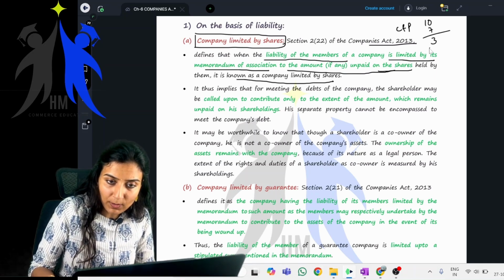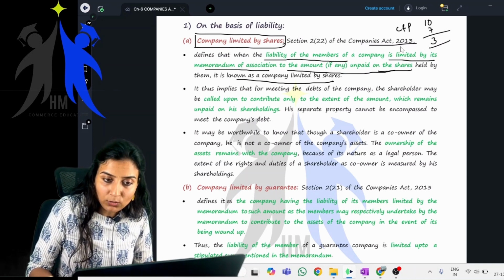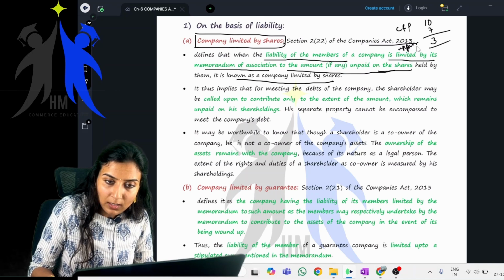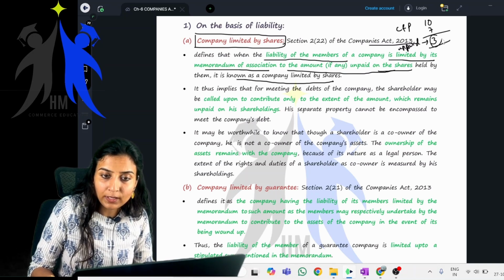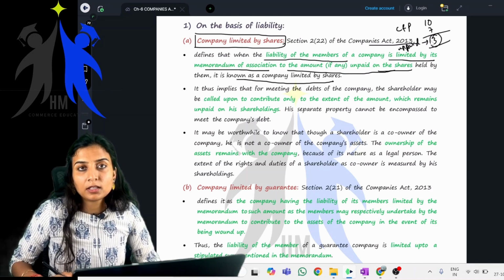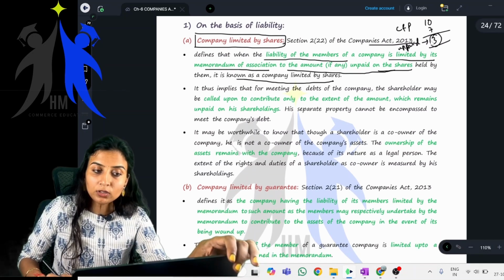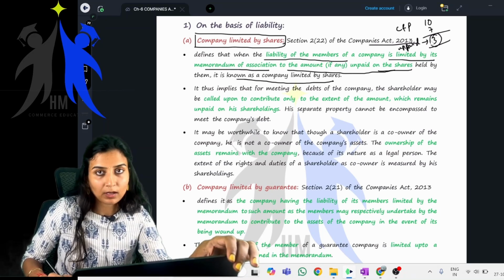What is the maximum amount which can be called from the members of the company? Only the unpaid amount, that is rupees 3. This is the maximum amount that the members will be asked to pay. This is the maximum amount of liability.